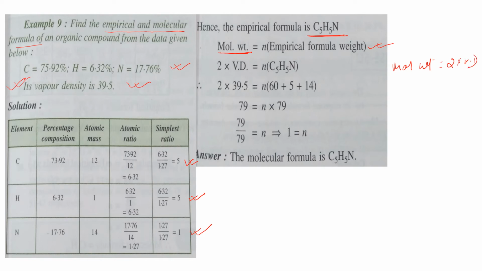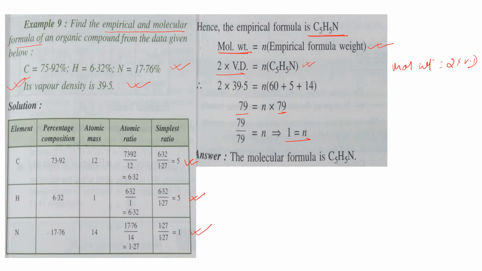Now you know that molecular weight is equal to 2 into vapor density. So in place of molecular weight, we are writing 2 into vapor density, which equals n into the empirical formula weight, where the empirical formula is C5H5N. Now you have to find the empirical formula weight. In place of vapor density, it is 2 into 39.5. n I don't know, and for the empirical formula weight, C5 is 60, H5 is 5 and nitrogen is 14. So this is coming to 79, and the left-hand side also 79. So I am getting n equal to 1.